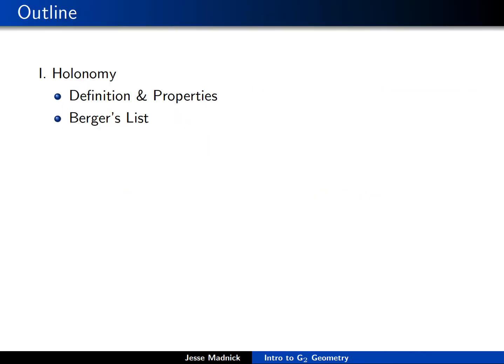This talk will be in 3 parts. The first part is an introduction to holonomy generally in the Riemannian setting. We'll begin by giving the definition and mentioning the basic properties. Then we'll explain the classification of holonomy groups.